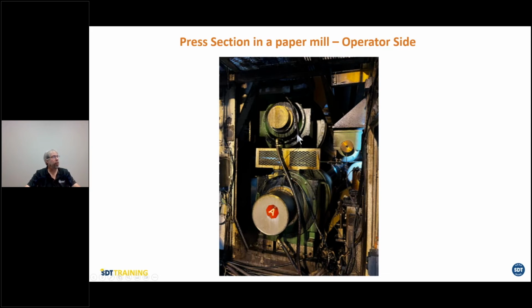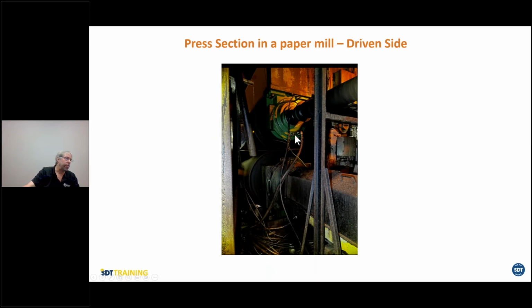So we were asked to monitor the old rolls till the new ones are fixed, till the next shutdown, because in a paper mill, you don't want to stop. So we put on the Vigilant system. This is the drive side of the same presses. You can see the shafts, right?